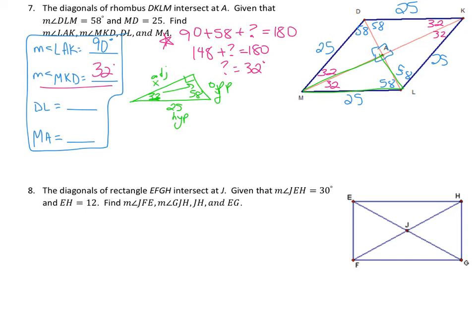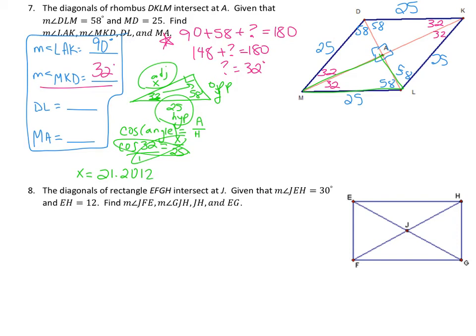If I want to find what my x is, I'm going to have to use my hypotenuse. So adjacent and hypotenuse gives me cosine. Remember that cosine is, our angle is 32, and cosine is adjacent, so that would be x over hypotenuse of 25. Now don't forget, we have to cross multiply, and don't forget it's in degrees in your mode in your calculator. When we do that, we get 21.2012, and that would be the length right here. So 21.2. That is what MA is asking for, so MA is 21.2.